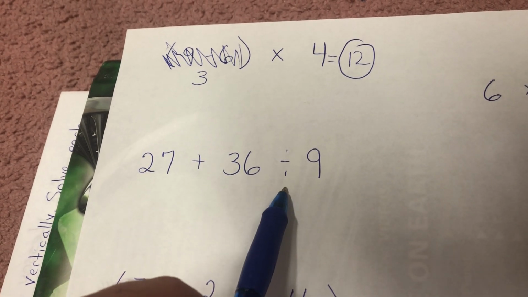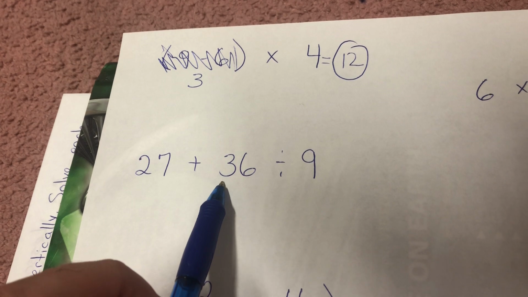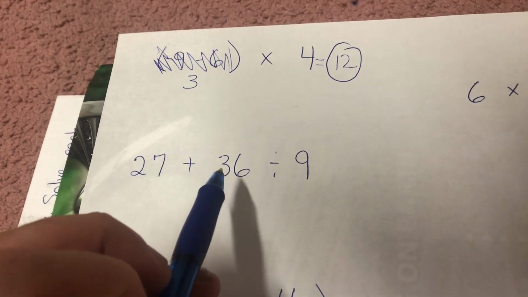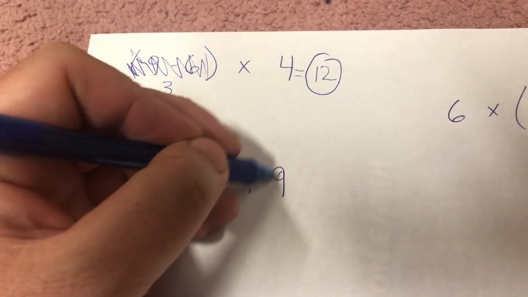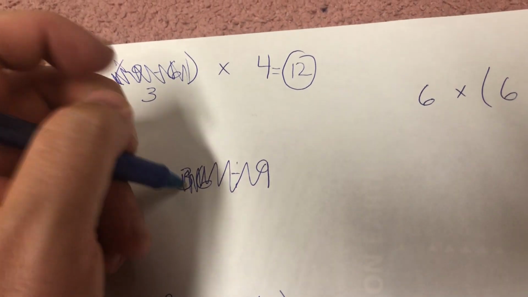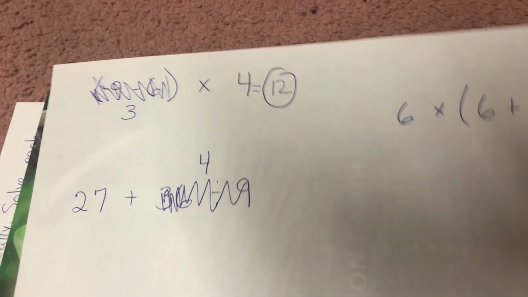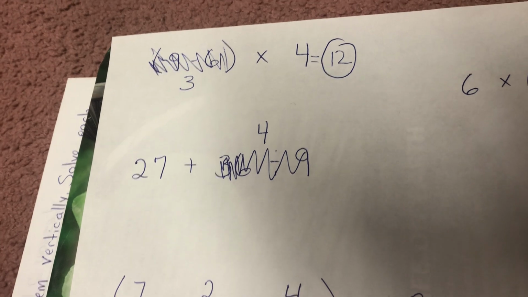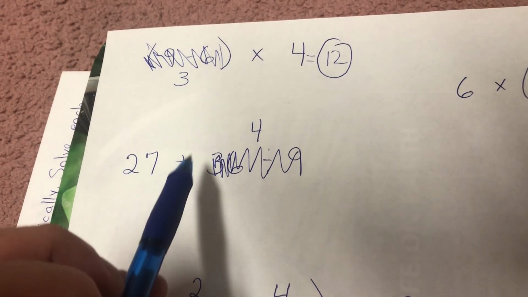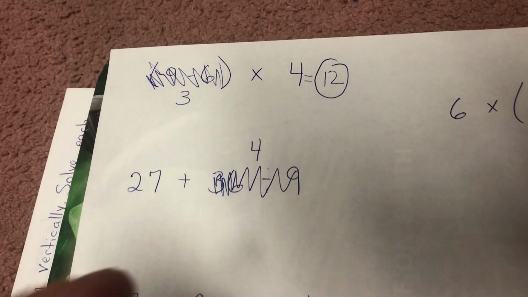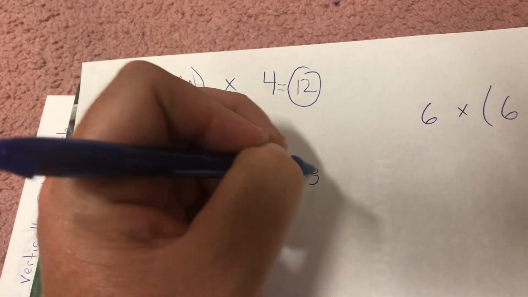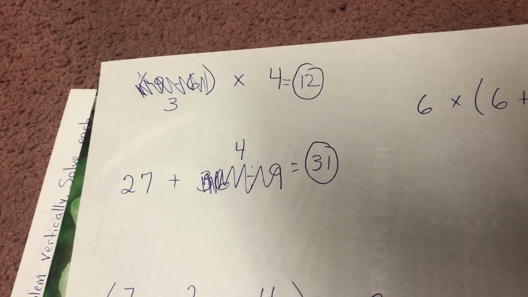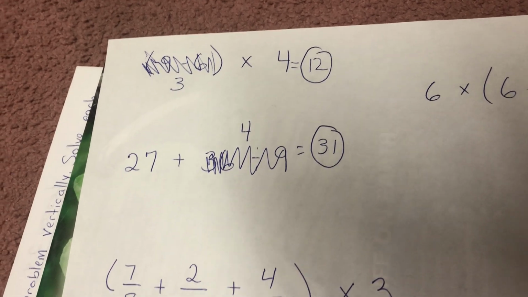Well, here's a division sign. Well, the division problem is 36 divided by 9. Okay? So I'm going to do 36 divided by 9. Well, 36 divided by 9 is 4. So I cross off the 36 divided by 9. I replace it with 4. What's left? 27 plus 4. Well, 27 plus 4 equals 31. And so my final answer is 31.